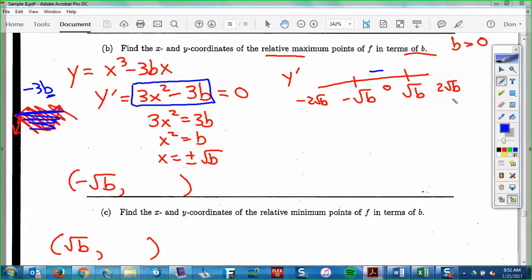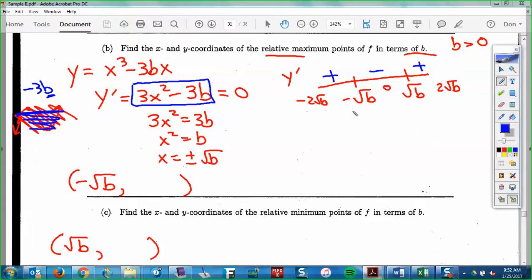Well, it's positive, but we need more than that. 4b times 3, 12b minus 3b, 9b, which I do know is positive. Okay? And then over here, I take negative 2 root b and plug it in, I square it, that would be 4b, same thing. Times 3 is 12b, 12b minus 3b would be 9b, which is positive.